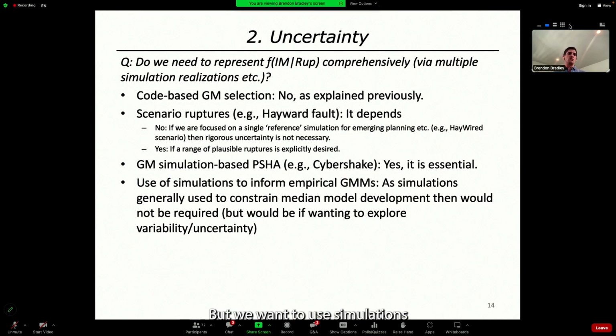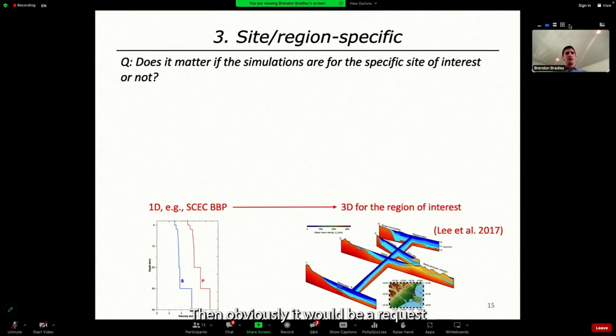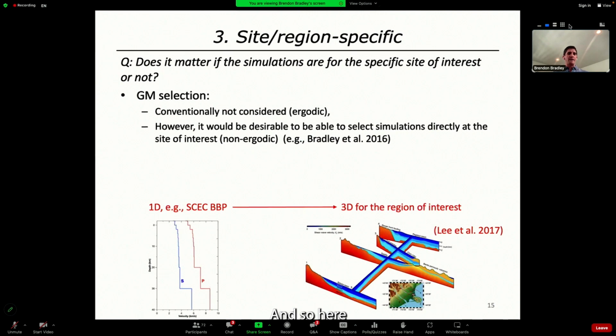But if we want to use simulations to explore uncertainties in empirical ground motion models, then obviously it would be required. On the third topic, about the site- or region-specific nature of the simulations, the framing question is: does it matter if the simulations are for the specific site of interest or not? Here we have this general progression where simulations can be performed in a 1D context, for example on the bottom left, using tools like the SCEC Broadband Platform, all the way through to a 3D context for the specific region of interest.